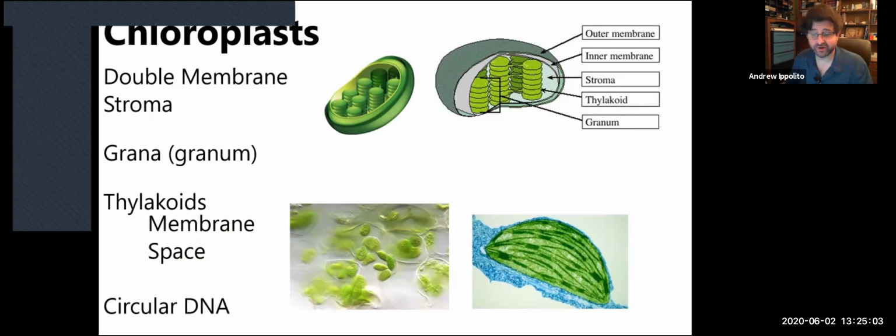They also contain their own DNA. Remember, that's housed somewhere here in the stroma. Okay, that's all you need to know about the chloroplast for now. And they're only found in plants.